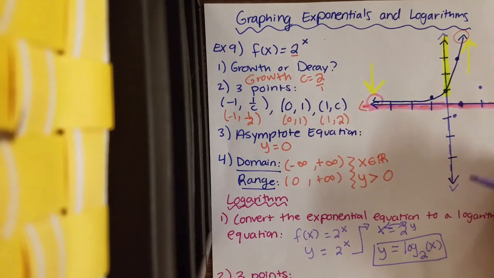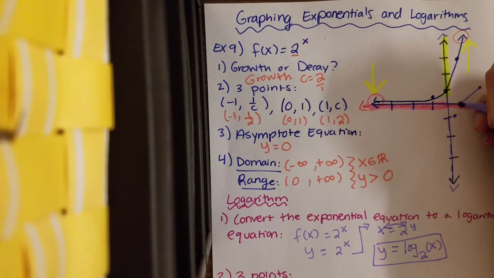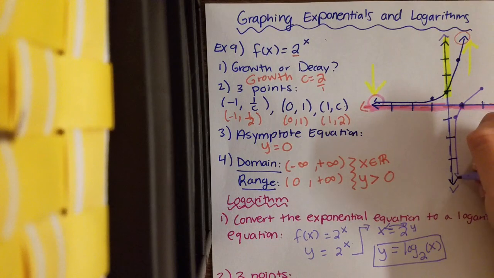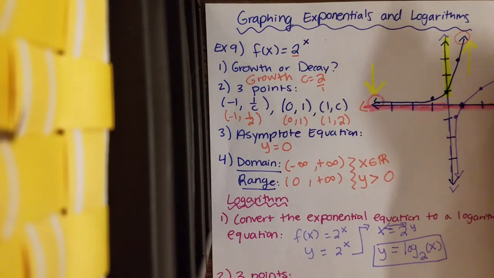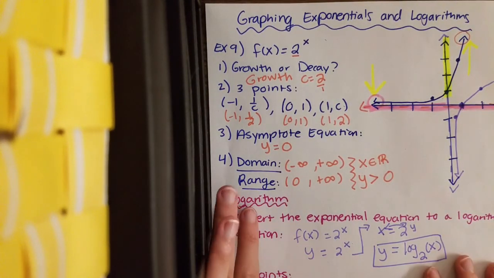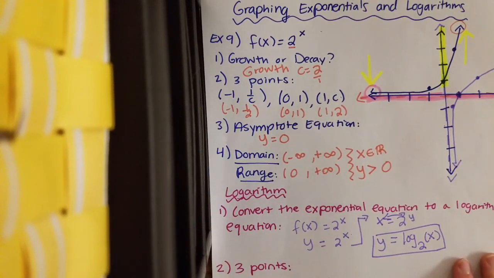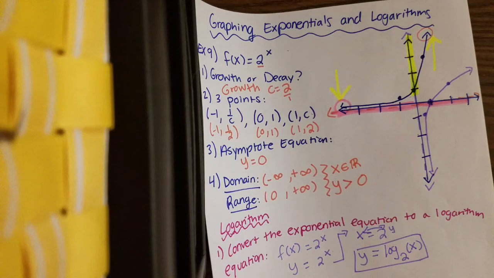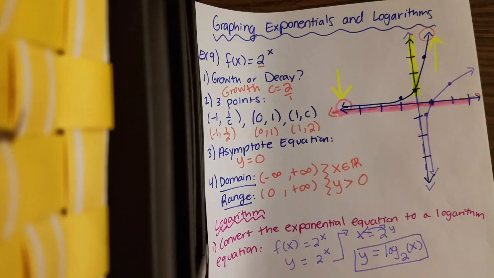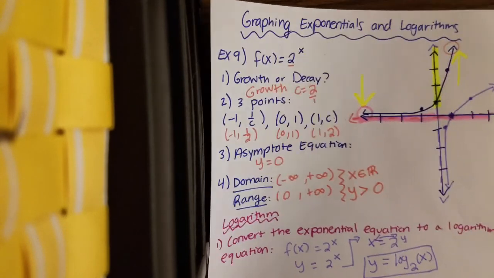Alright, so remember, we can't cross the y-axis. So I'm going to get really close to the y-axis, but I will not touch. Look at that. Isn't that cool? That's what a logarithm graph looks like. Let's see if I can shift it so you can see it some. See? Isn't that cool? So that's what our logarithm graph looks like.